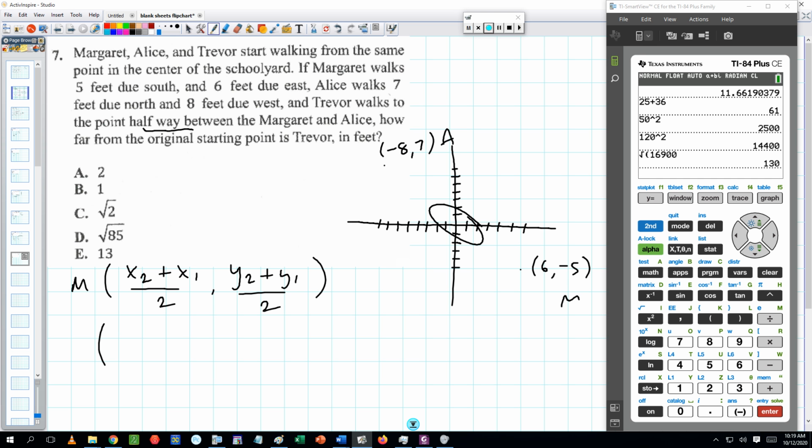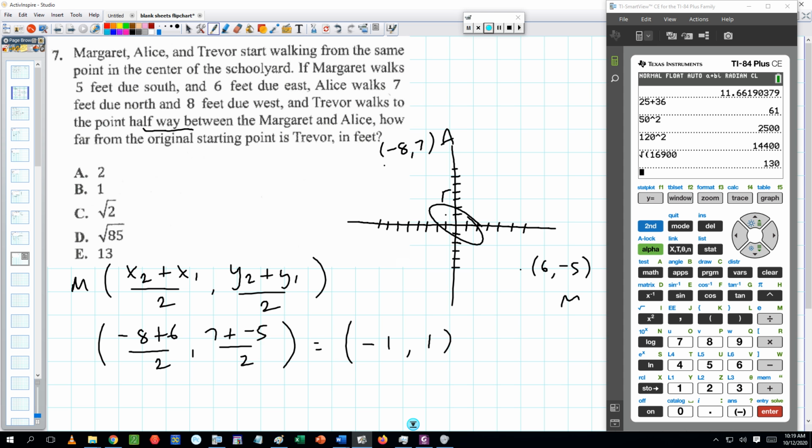So the 2 x's, negative 8 and 6. The 2 y's, 7 and negative 5. Negative 8 and 6 makes negative 2. Negative 2 divided by 2 is negative 1. 7 plus negative 5 is 2. 2 divided by 2 is 1. So Trevor is at negative 1, 1. Right there's where Trevor is.